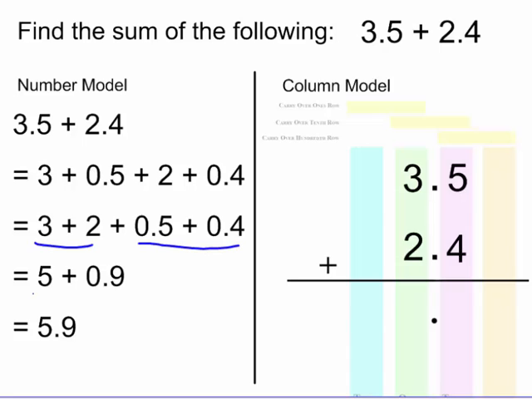So 3 plus 2 is 5. And now 5 tenths plus 4 tenths is 9 tenths total. That's less than 1. And when I bring those two together, I get 5.9, or 5 and 9 tenths.